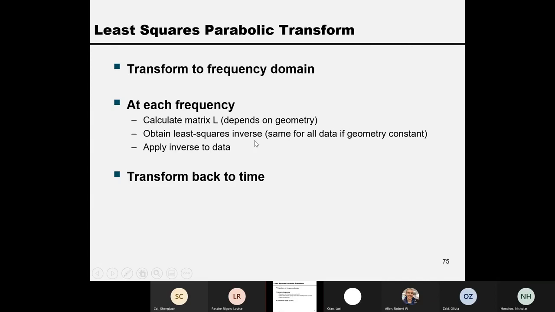The inverse calculation is quite straightforward. Sometimes we use SVD, singular value decomposition. Sometimes we use LU decomposition or another, iterative method to do that. Those are the numerical tools. I do not spend time here, right? And then you transform back to time. That's the least square implementation.